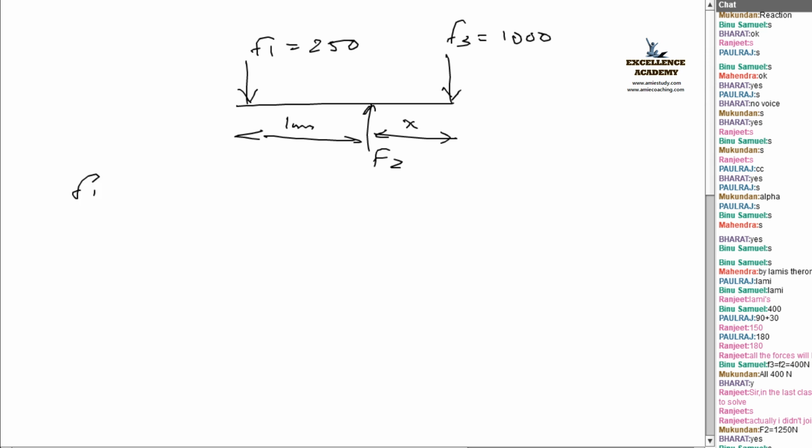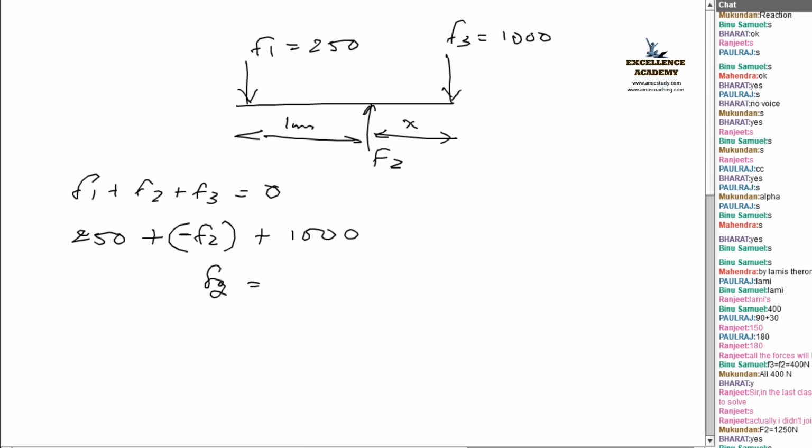This distance I know, that is 1 meter. So how can I resolve the forces? F1 plus F2 plus F3 is equal to 0. That is 250 plus F2, in the opposite direction, that is minus F2, plus F3, in the downward direction, that means 1000. So F2 equals 1250 Newton in the opposite direction. So that answer is right. Clear?